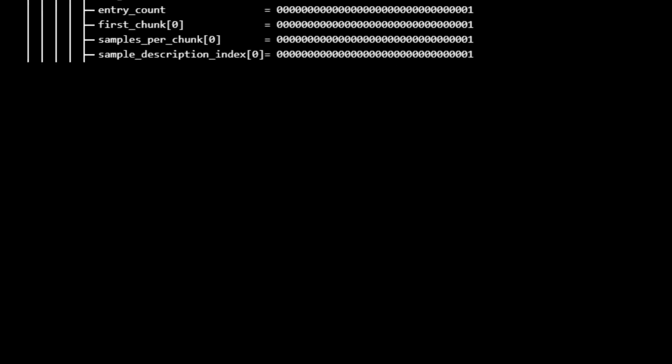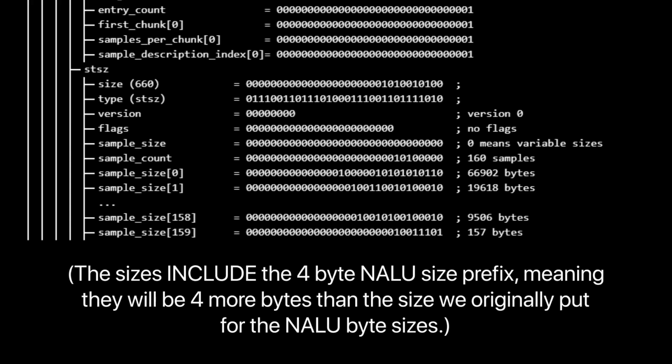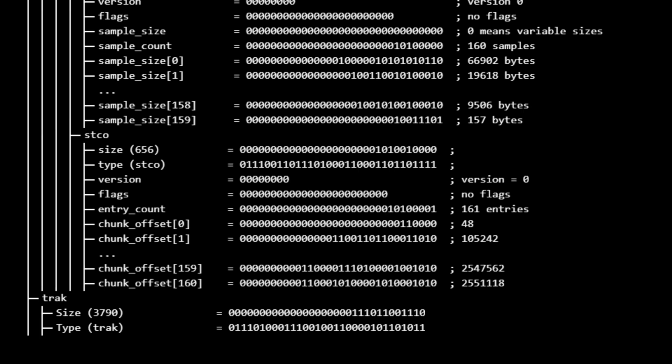After, add the sample size item for the STSC. This item stores a list of byte sizes for each NAL unit, including the 4 byte size prefix before each NAL unit. Finally, add the sample chunk offset item, or the STCO. This item stores byte offsets for the start positions of each NAL unit within our entire file.